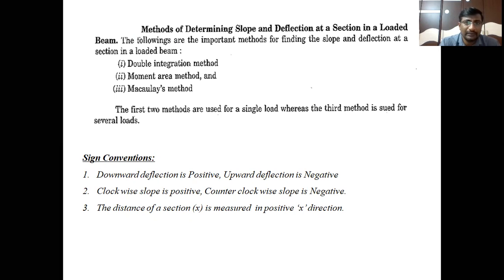The methods to determine the slope and deflections are three: double integration method, moment area method, and Macaulay's method. The first two methods are used to find the slope and deflection if a single load is acting on the beam. Macaulay's method, the third method, is used to find the slope and deflections for any type of beam and any type of loads. And sign conventions.